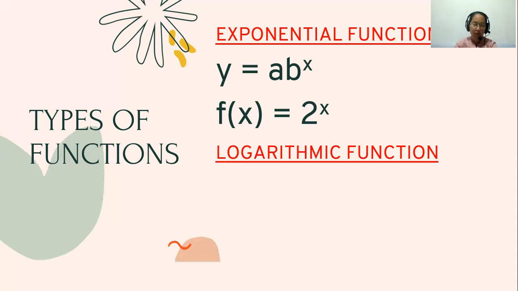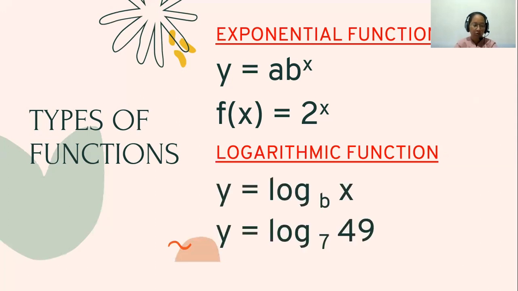Next function, we have the logarithmic function. A logarithmic function is just the inverse of an exponential function, and any exponential function can be expressed as a logarithmic function and vice versa. A logarithmic function is given in the form y is equal to the logarithm of x to the base b. As for our example, y is equal to the logarithm of 49 to the base 7.